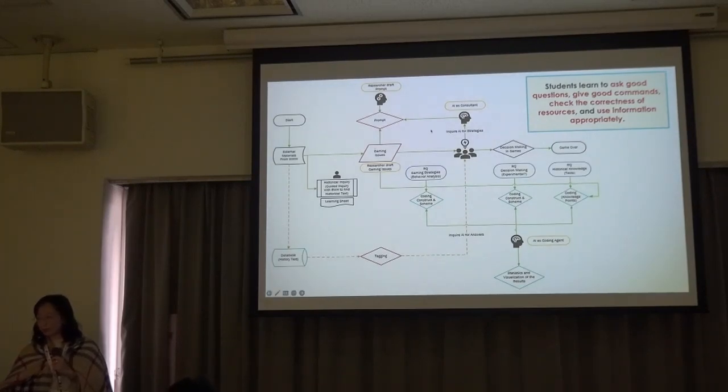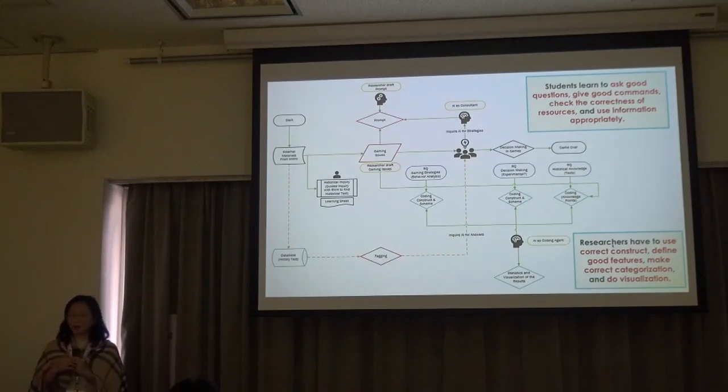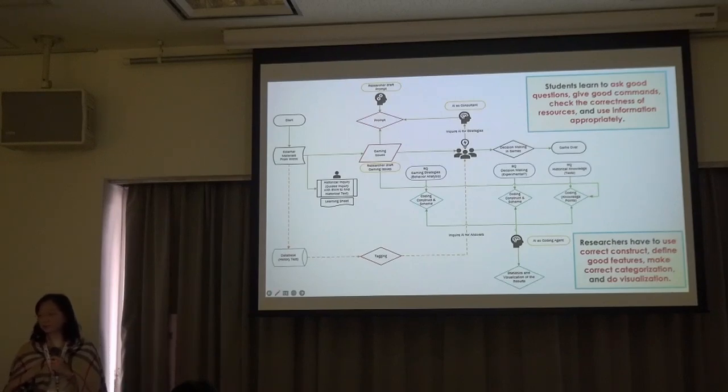And on the other side, while we are doing the research on this gaming process, we use AI as the coding agent. Researchers have to use correct constructs to analyze whatever we get from the gaming process. We will have to use it to define good features, make correct categorization, and do visualization.